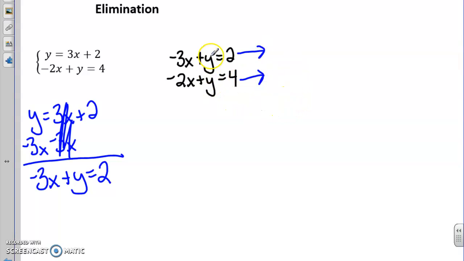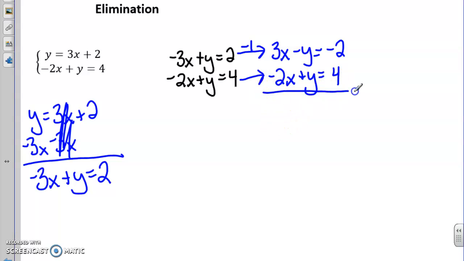Okay, the y's are really close to eliminating. The only problem is one of them needs to be negative. So we are going to multiply one equation by negative 1. But remember, you got to multiply everybody by negative 1, not just the y. So negative 3x times negative 1 is 3x. Y times negative 1 is negative y. And 2 times negative 1 is negative 2. I didn't write anything on this arrow, so that means this guy just comes straight over just like he is.